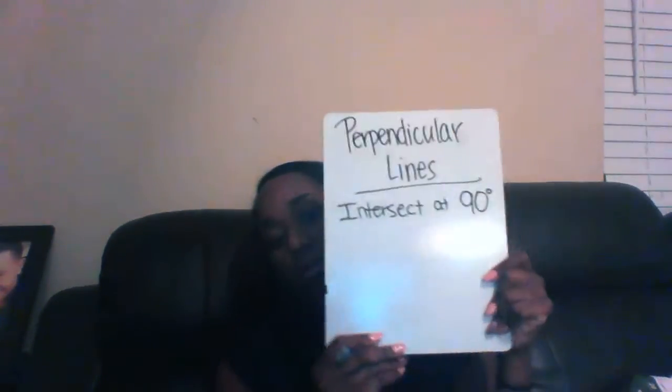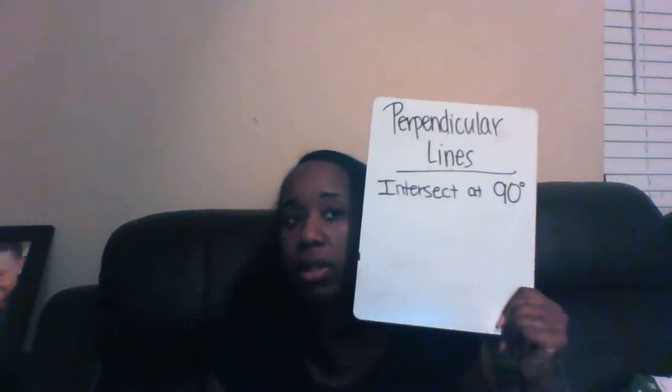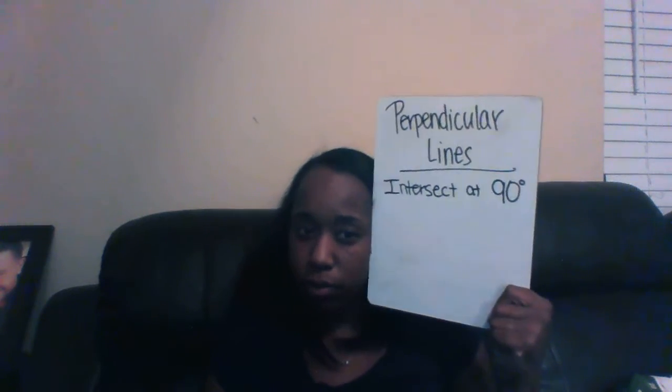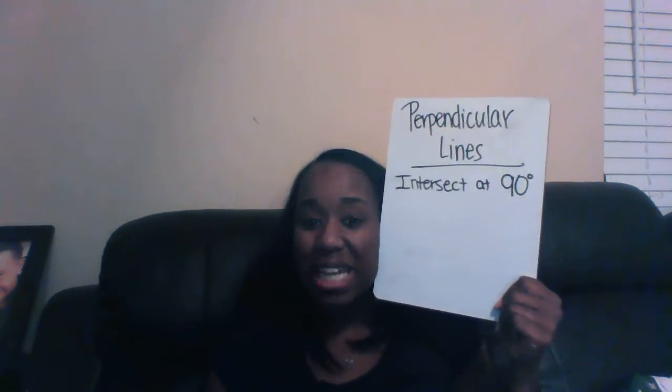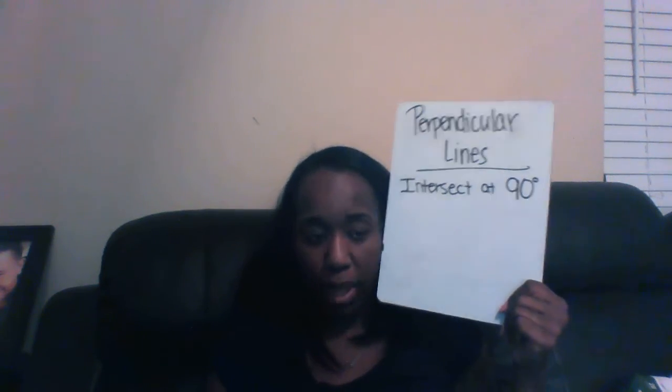So in math, you're a mathematician, which means you have to use the language of the standards. You have to use mathematical language. So they intersect at 90 degrees. Well, what is 90 degrees? We talked about 90 degrees before. What is 90 degrees? 90 degrees is what we call a right angle, okay?